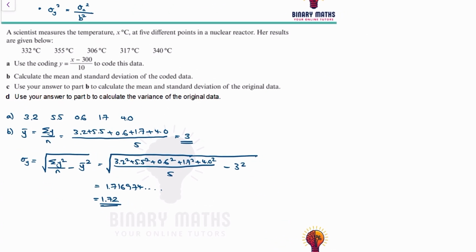C. Use your answer to part B to calculate the mean and the standard deviation of the original data. So y bar will be equal to (x bar minus 300) over 10, because the mean is affected by subtracting and dividing, which implies if I rearrange it, I get x bar is equal to 10 times y bar plus 300, which means x bar will be equal to 10 times 3 plus 300, which is equal to 330.